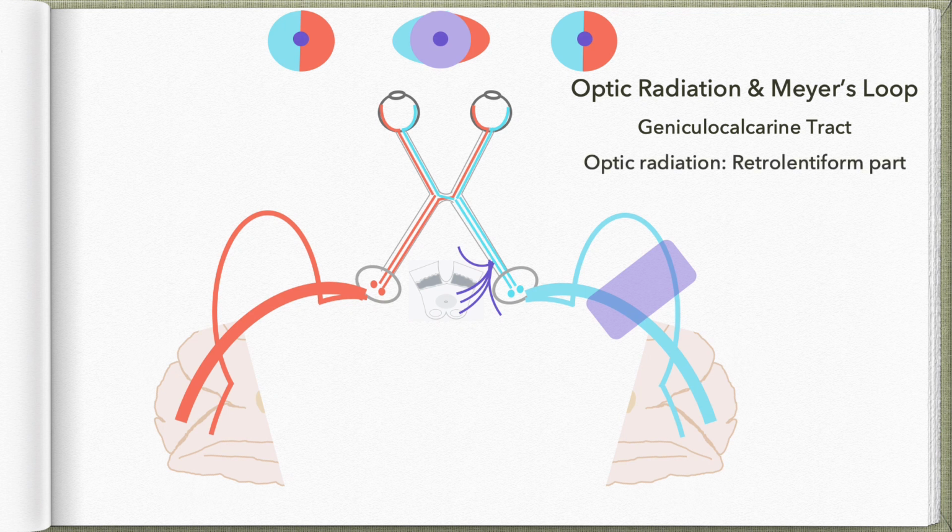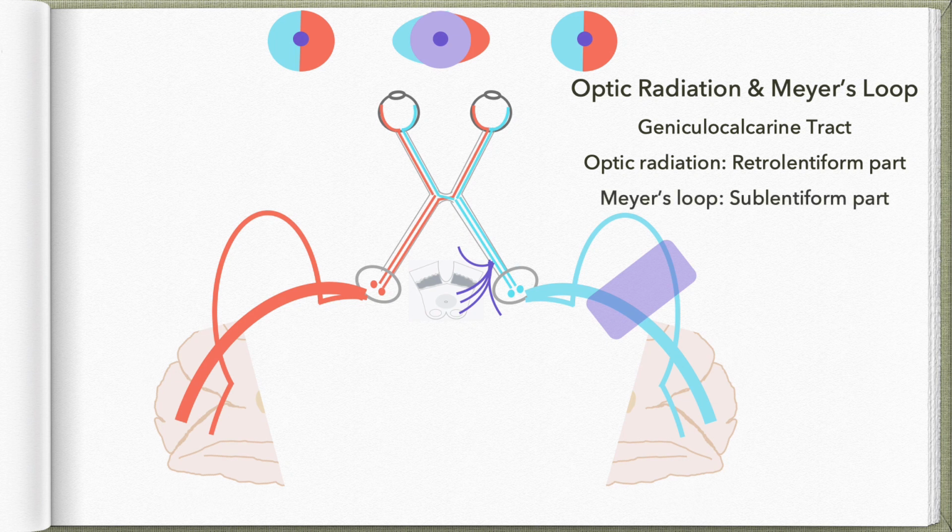Now, optic radiation is the part which is starting from the lateral geniculate body. It travels in the retrolentiform part of the internal capsule, reaches the occipital lobe to that area which is in the depth as well as above the calcarine sulcus. So the portion which is the part belonging to cuneus. Now this is carrying information from the upper half of the retina, and therefore it will be having information about the lower half of the visual field.